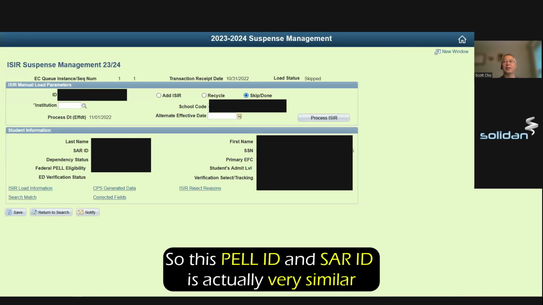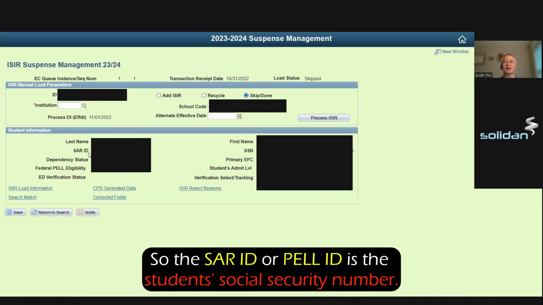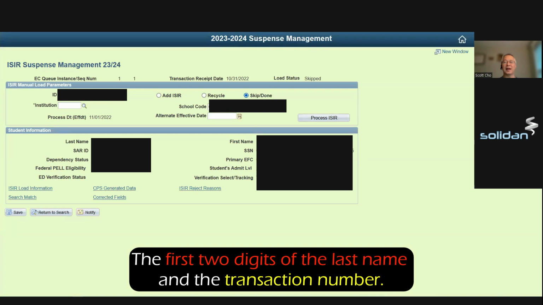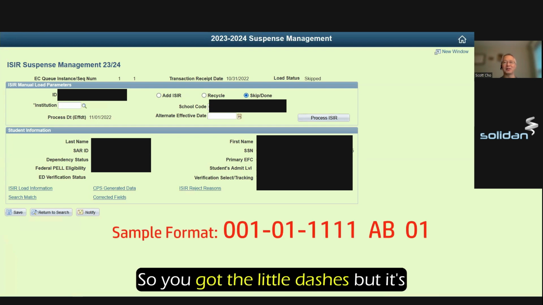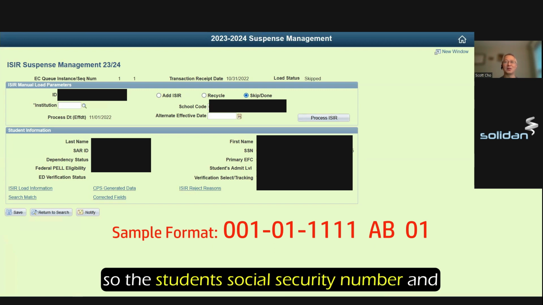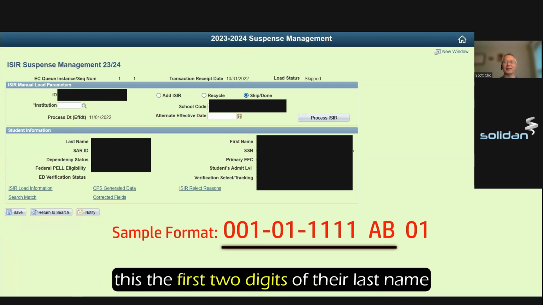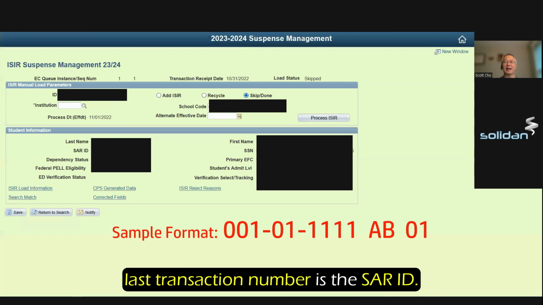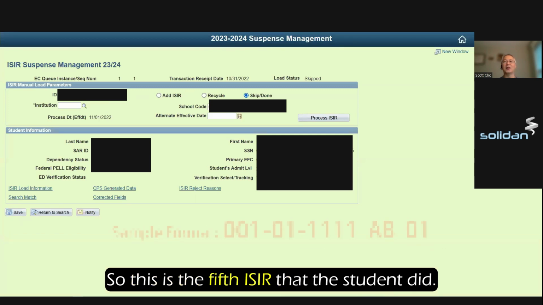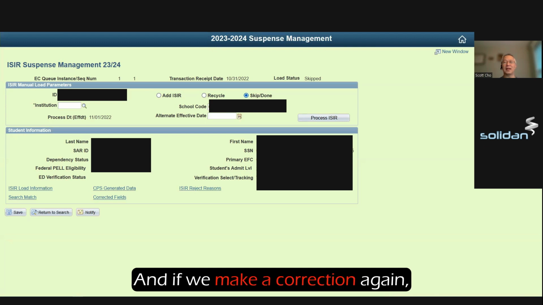So this Pell ID and SAR ID is actually very similar. The SAR ID or Pell ID is the student's social security number, the first two digits of the last name, and the transaction number. So this is actually one long digit in the file. The social security number is formatted nicely with the little dashes, but the student's social security number and the first two digits of their last name make up the Pell ID. And the last transaction number is the SAR ID. So this is the fifth ISIR that the student did, and if we make a correction again, it'll be the sixth and the seventh and so on.